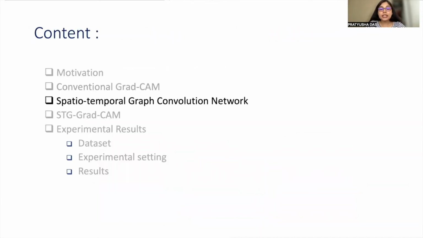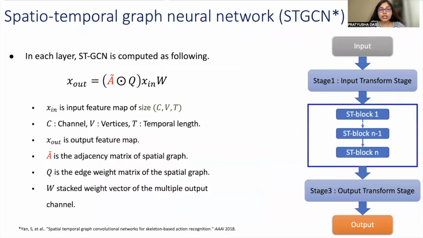Now, what is this spatiotemporal graph convolutional network? So after each layer of STGCN, we compute the output using this equation. So for a given graph, we have the adjacency matrix, and this A tilde is the normalized adjacency matrix. Q is the edge weight matrix. Xn is the spatiotemporal data, and W is the stack weight vector. Now, W and Q are the learning parameters here.